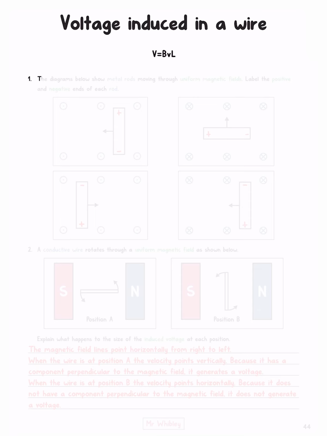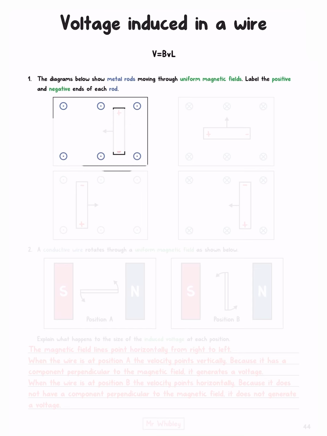Voltage induced in a wire. Question 1. The diagrams below show metal rods moving through uniform magnetic fields. Label the positive and negative ends of each rod. We have a magnetic field going out of the page, and a rod traveling towards the left. If we take our right hand and point our fingers out of the page and our fingers towards the left, we'll find our palm facing upwards, which is the direction that a positive charge would experience a force, and so the top end is positive, which must leave the bottom end negative.